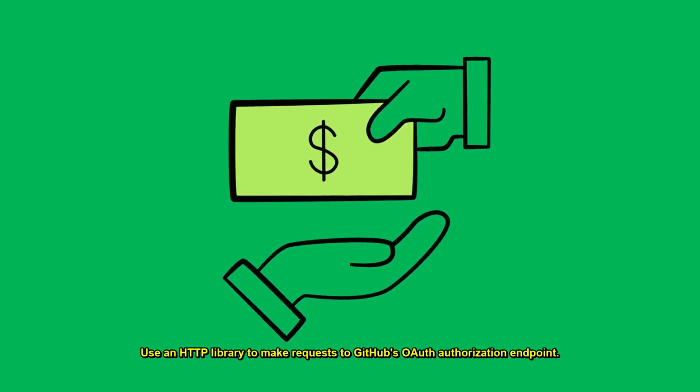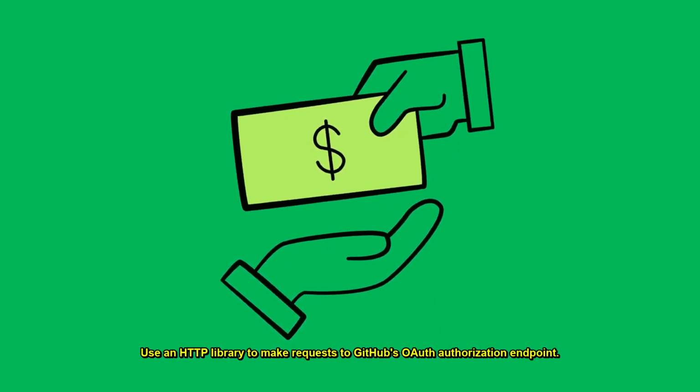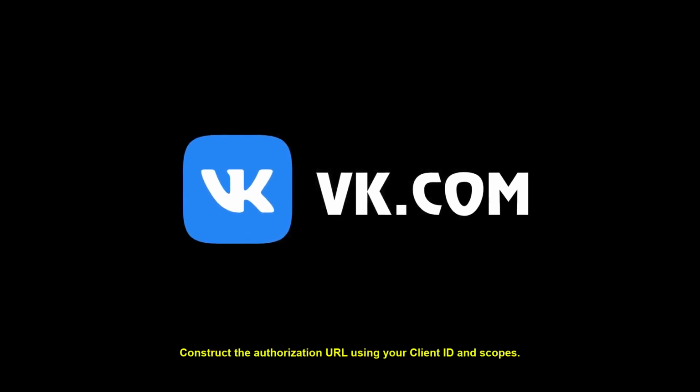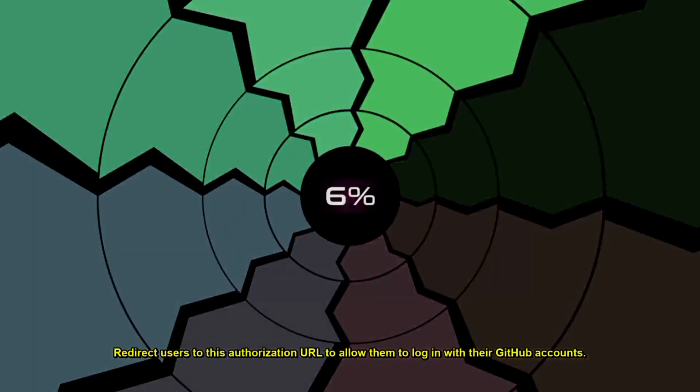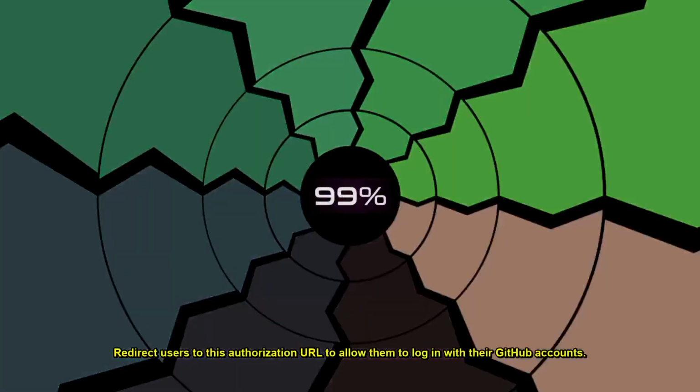Use an HTTP library to make requests to GitHub's OAuth authorization endpoint. Construct the authorization URL using your client ID and scopes. Redirect users to this authorization URL to allow them to log in with their GitHub accounts.